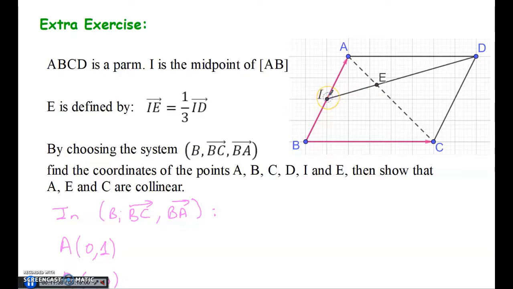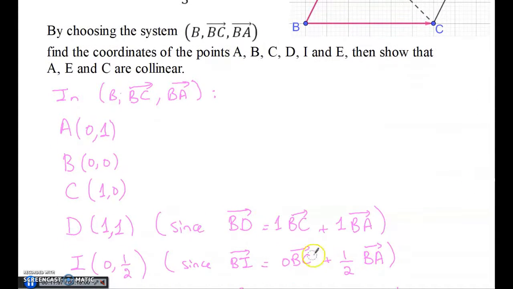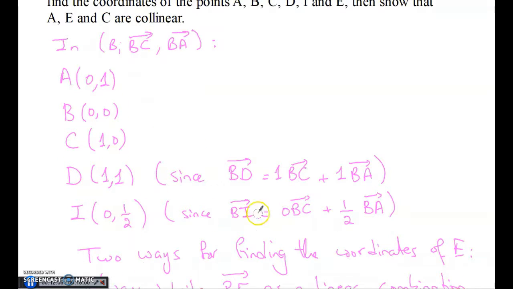Now, I is the midpoint of BA. So I is at the middle of BA, therefore BI is half. So this means that the coordinates of point I are 0, half. Or you can say BI is equal to half BA. This means it's equal to 0 BC plus half BA. So the coordinates of I are 0, half. Or without justification, you can write it directly.